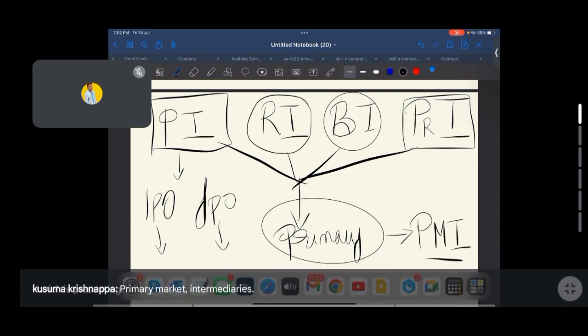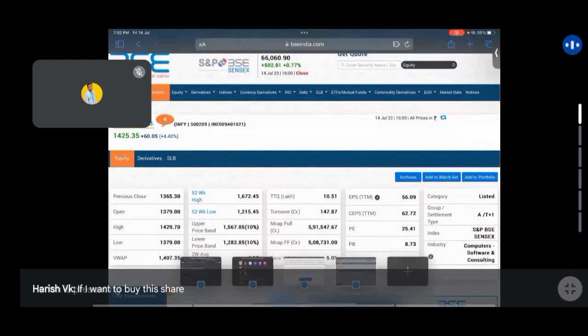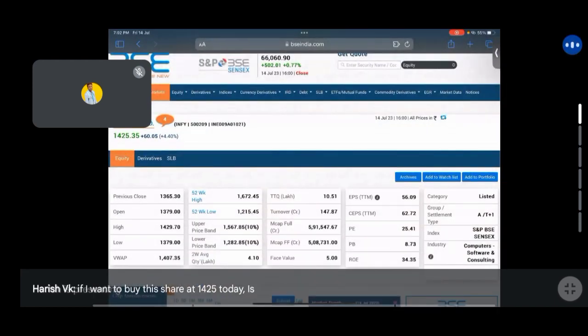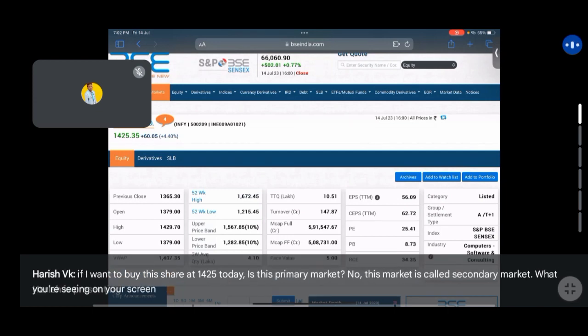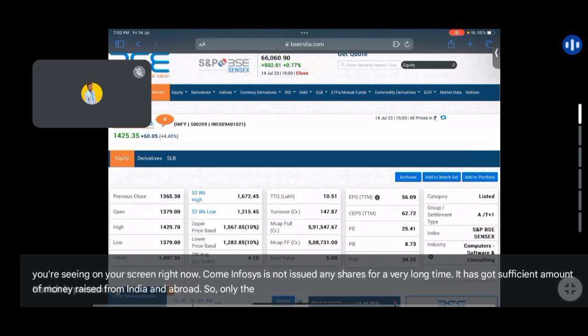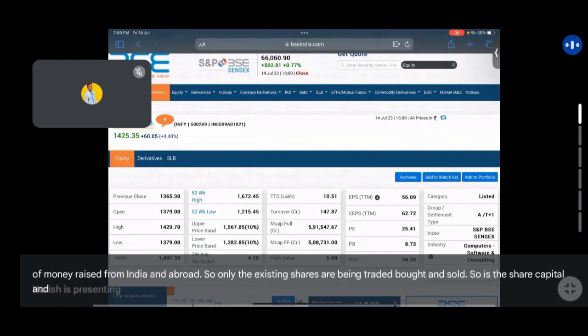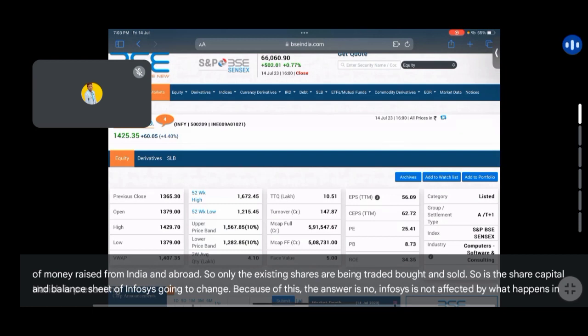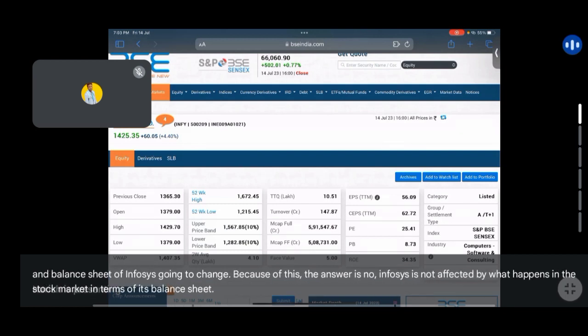And if I want to buy this share at 1425 today, is this the primary market? No. This market is called the secondary market, what you're seeing on your screen right now. Infosys has not issued any shares for a very long time. It has got a sufficient amount of money raised from India and abroad. So only the existing shares are being traded, bought and sold. So is the share capital and balance sheet of Infosys going to change because of this? The answer is no. Infosys is not affected by what happens in the stock market in terms of its balance sheet and its share price.